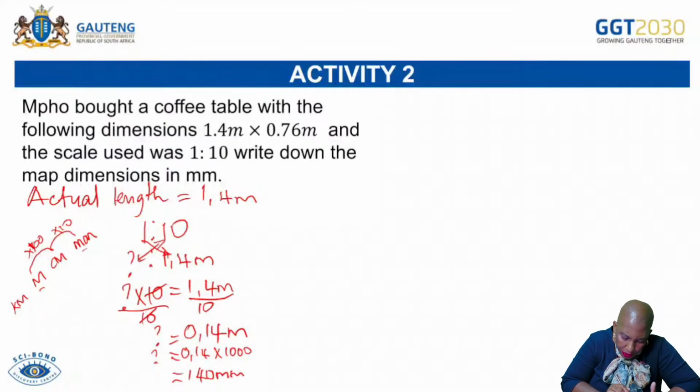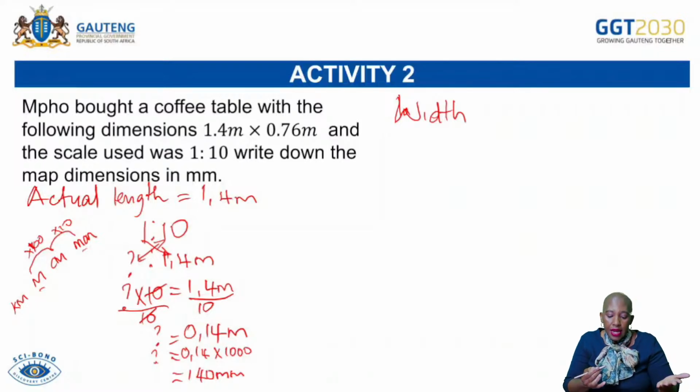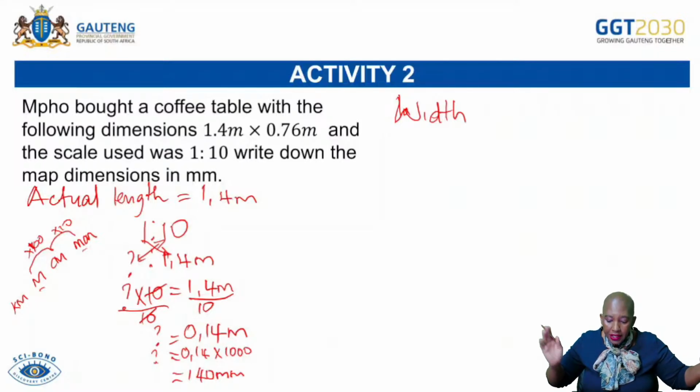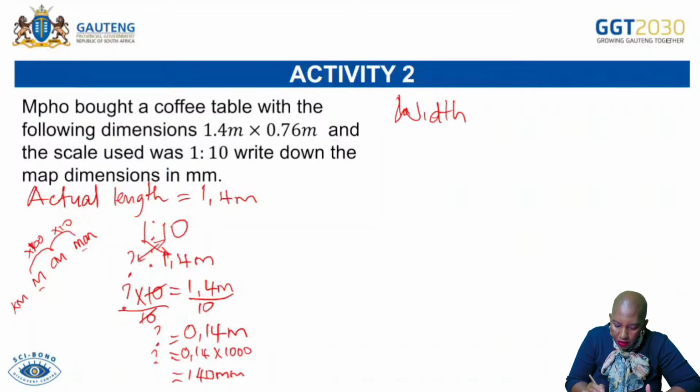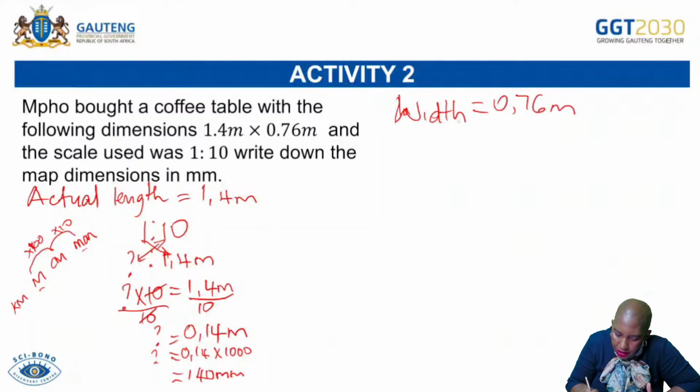And then now I come to the second one, the width. And remember, boys and girls, it's not only that we are using the A4. We also have the A3 paper, which is big. Then the width here says 0.76 meters. This is the actual. And then now we are doing the conversions. 1:10, we're using a scale. And then we say the unknown is to 0.76 meters.